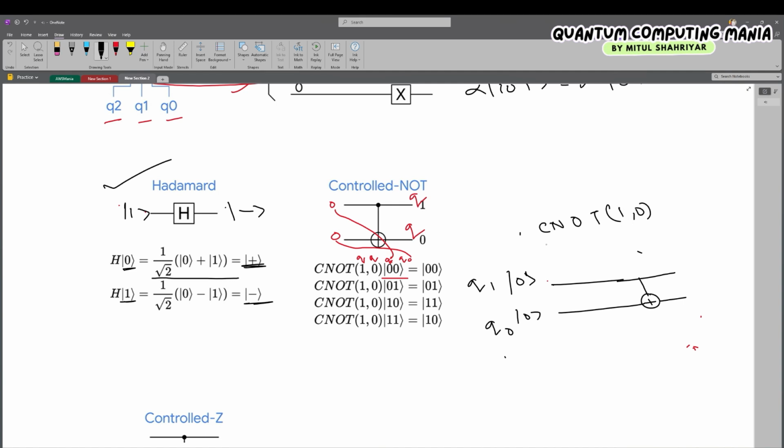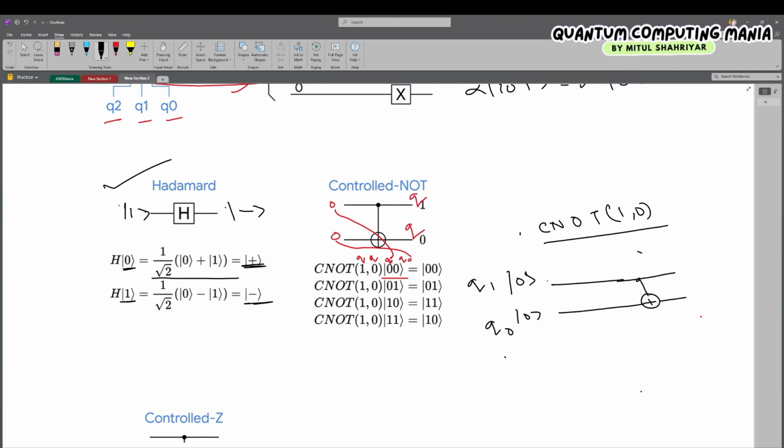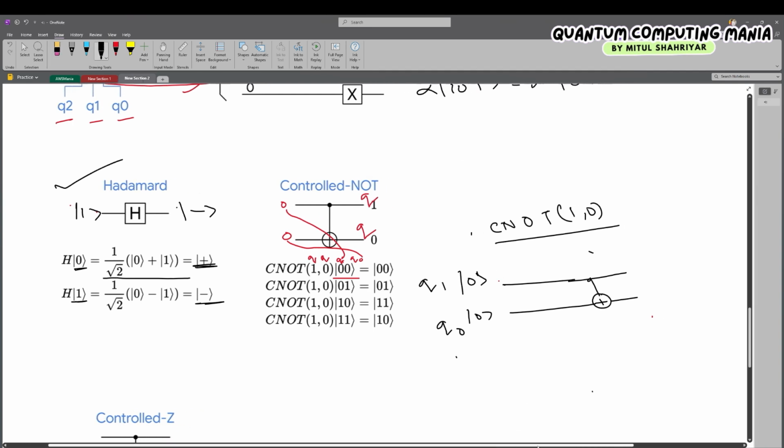So we are applying this gate. It is not mandatory that the architecture should be this one. It can happen that the architecture is like this. When this happens, we will say that this is CX 0 1. That means q0 is the control bit and q1 is the target. So it impacts the other qubit. Great. Now let's draw this one.